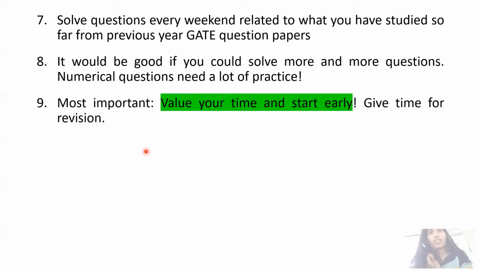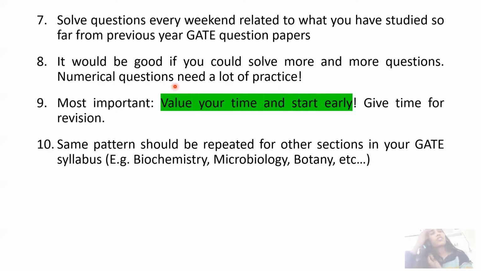One of the most important things I suggest is that you should value your time and start early, because the earlier you start, the more time you'll get for your revisions. After you have prepared for one section, let's say chemistry, you can do the same pattern for other sections in your GATE syllabus. In this case, let's say GATE life science. You can start with chemistry, for example, and then start doing biochemistry, microbiology, botany, whatever is your choice. That's what I usually would do: I would start with normal chemistry.